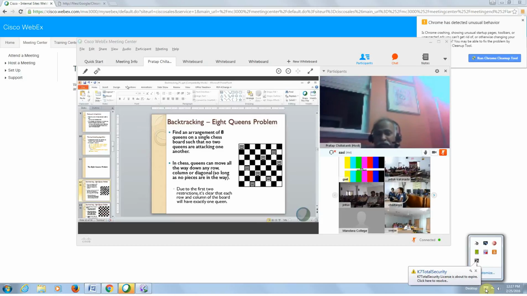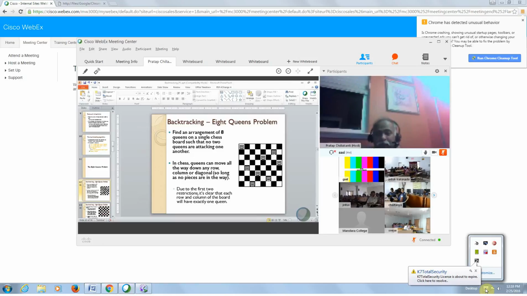And for those of you who play chess, you know that queens can move along any row, diagonal, or column, so long as there are no pieces in the way. The only thing a queen cannot do is jump like a knight. That's why we love knights. Knight is the only piece on the board that can jump. So because of these conditions, each row and column of the board should have exactly 1 queen. How do you arrange that? That is the 8 queens problem.